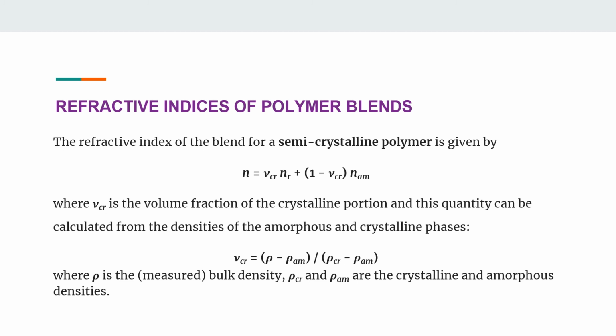The refractive index of the blend for a semi-crystalline polymer is given by the following equation, where V_Cr is the volume fraction of the crystalline portion, and this quantity can be calculated from the densities of the amorphous and crystalline phases, which is the following equation, where rho is the measured bulk density, and rho_Cr and rho_Am are the crystalline and amorphous densities.